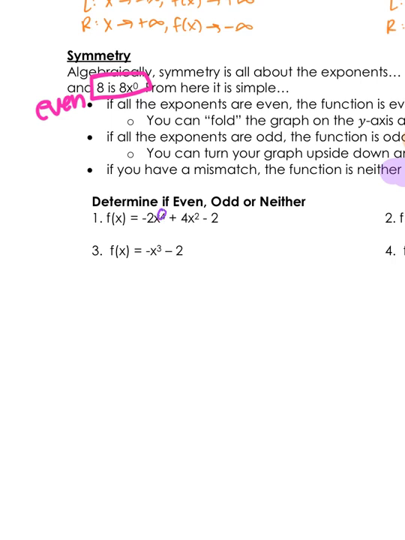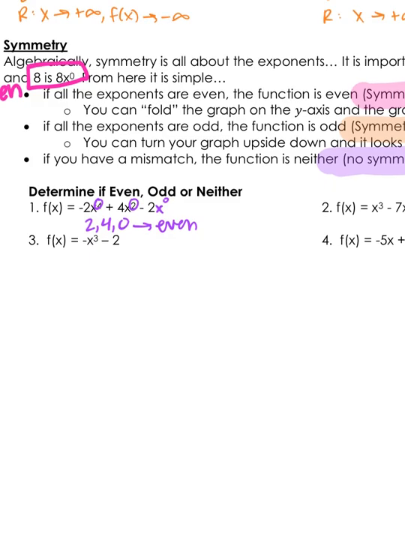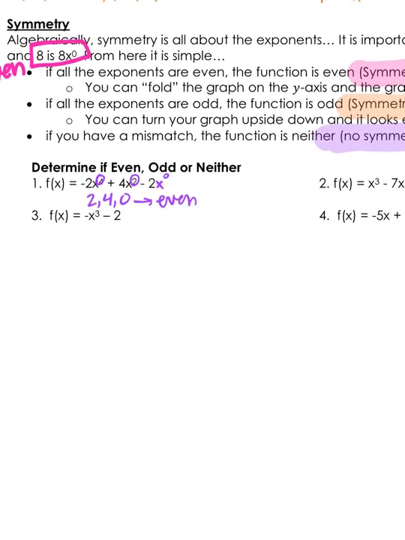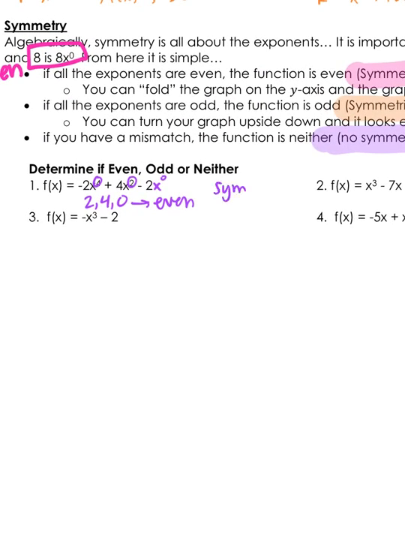I've got an exponent of 4, an exponent of 2, and remember with the constant, this is x to the 0, so an exponent of 0. So 2, 4, and 0. These are all even. Technically 0 is not even, but that's in a whole other debate. So these are even. So these are going to be symmetric. We said even is symmetric across the y-axis. So I would say symmetric across y-axis.